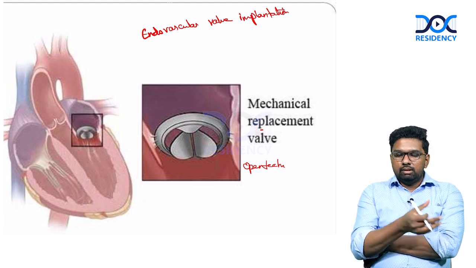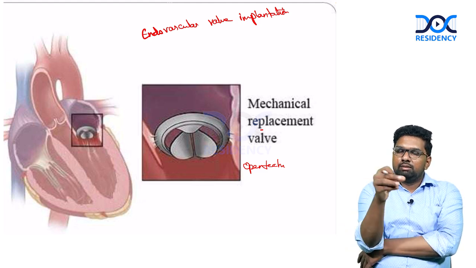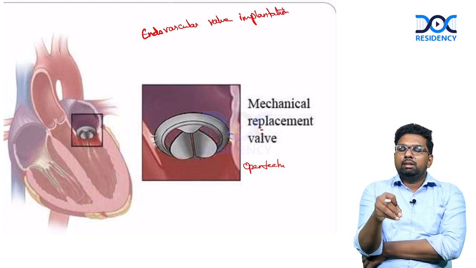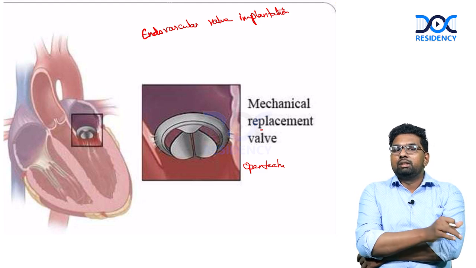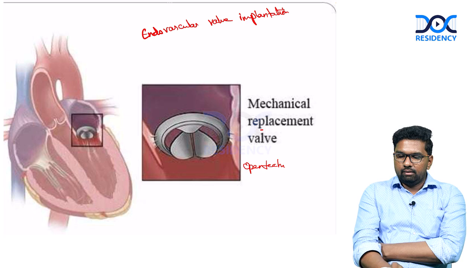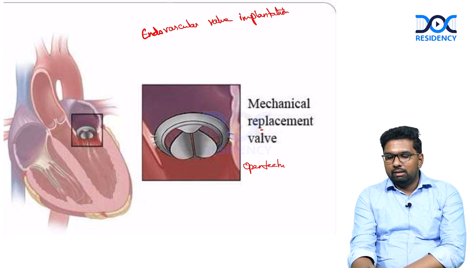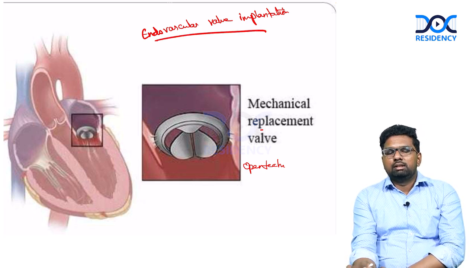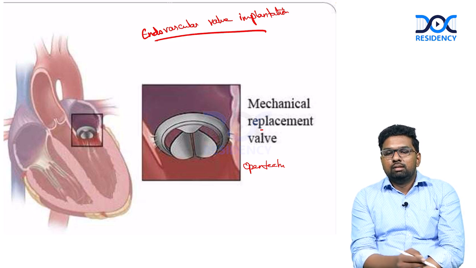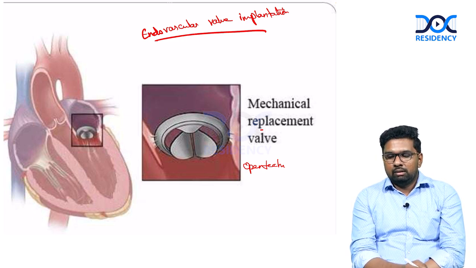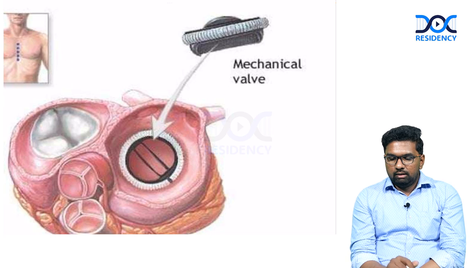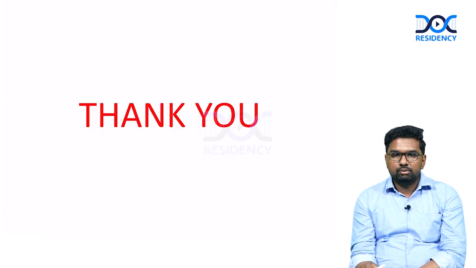Again the catheter will be passed with the same guide wire, and the new mitral valve will be implanted in that region, not replaced in that region. So this is endovascular valve implantation. This is an upcoming procedure. It is gaining more familiarity among people now. So this is the end of rheumatic heart disease.